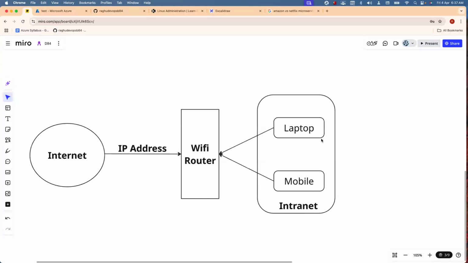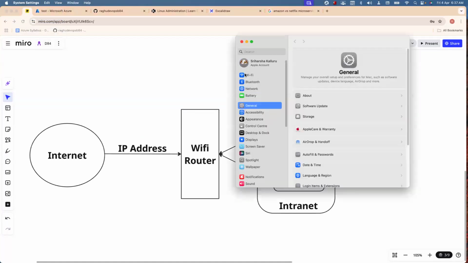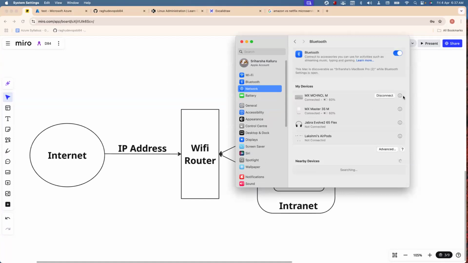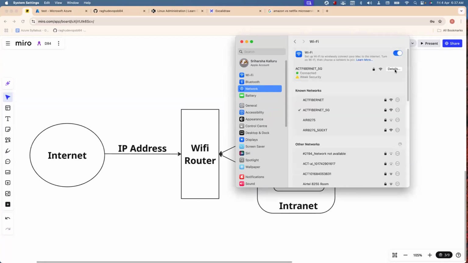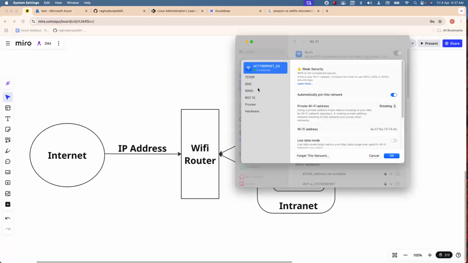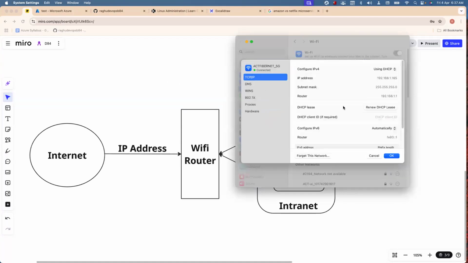That means when a laptop or mobile goes to the outside world, they represent this IP address only. For example, if I go to the system settings of my system, then network, and look at the details of the network, I see my real IP address of the system is 192.168.1.165. This is the real address of my system. My system is associated with this address.